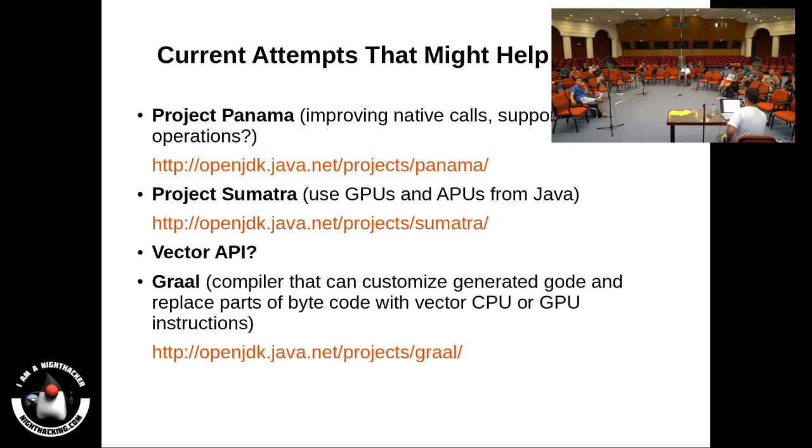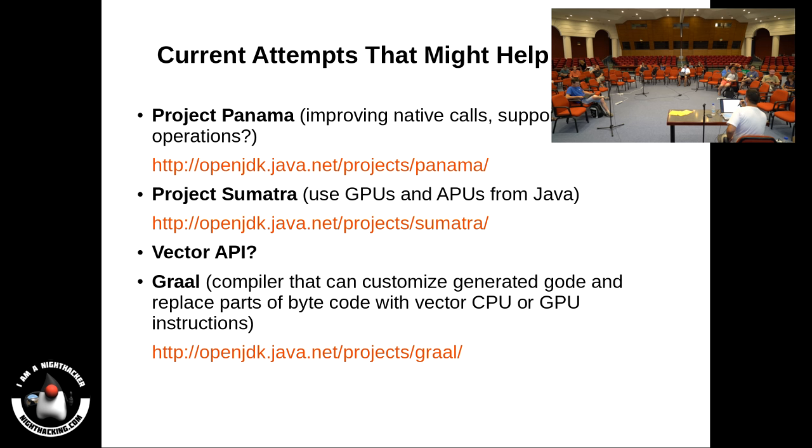Then there is Project Sumatra, which aims to provide support for GPUs and APUs from Java. But I heard about that project like 2 years ago on Java One, and I don't know, does anybody have information on what's going on with that? I think Ivan said that it is mostly dead. There's no update and no status on this project. Yes, that's what I noticed. It's an interesting thing to hear, but let's see why it got stuck.